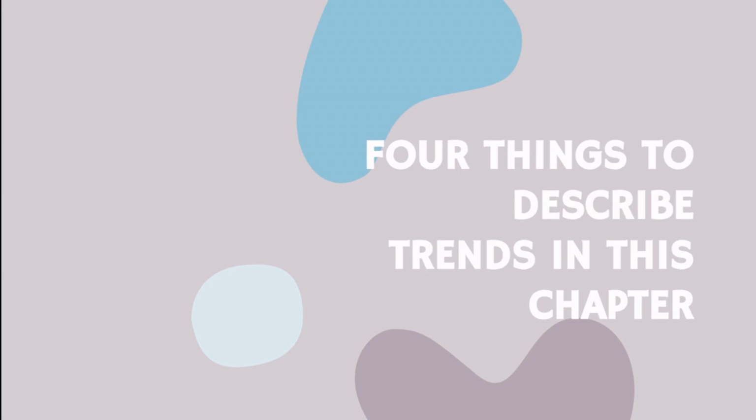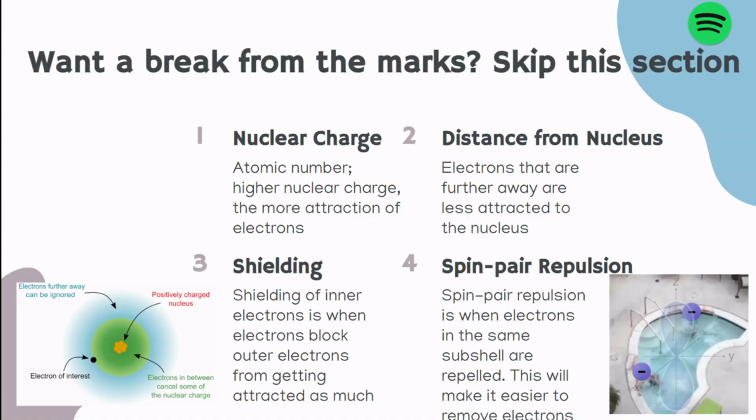Alright, this is so extremely important. There are 4 things to describe trends in this chapter. This is how you get marks for this section. The 4 things are nuclear charge, distance from the nucleus, shielding, and spin pair repulsion.